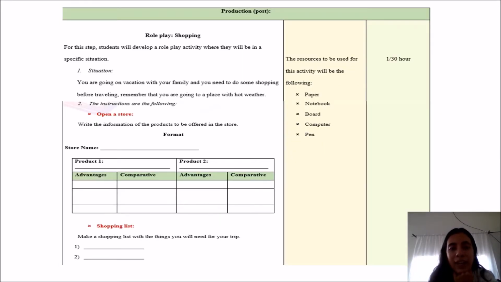For the production part, I decided to design a role play where all the students have the opportunity to participate and learn to work collaboratively. In this case, the topic was that the students were going on vacation, and each group had to create a store where they offered several products for the clients who were going on vacation. The methodology is simple, and the teenage students have clear instructions on what they should present and how to do it in front of the whole class.